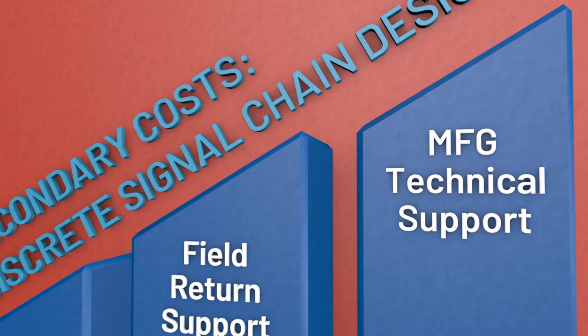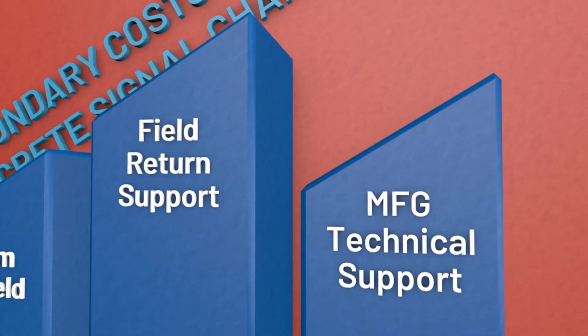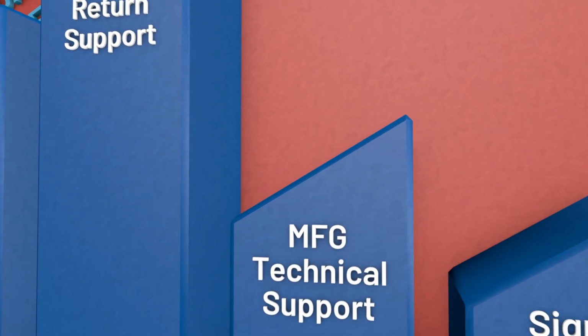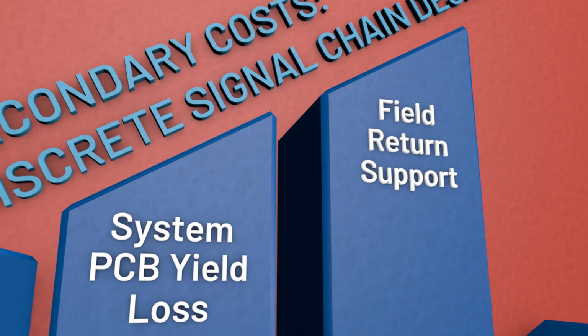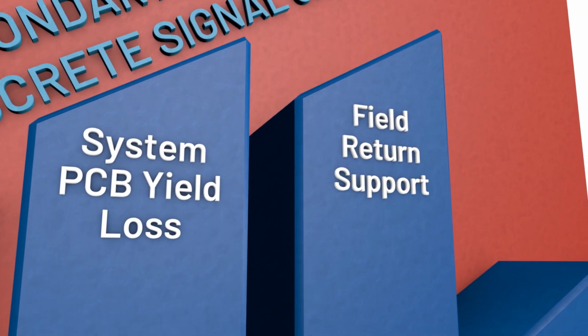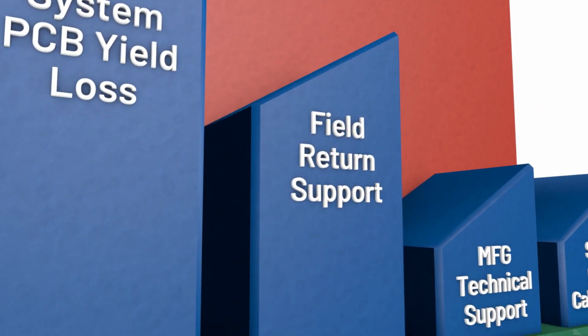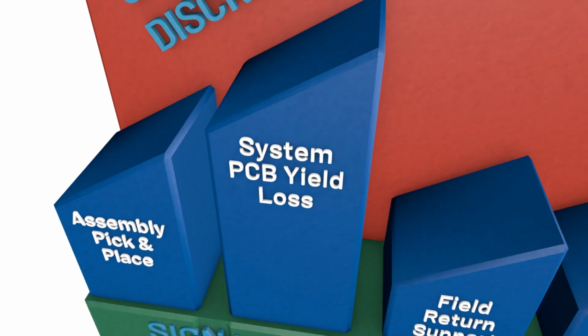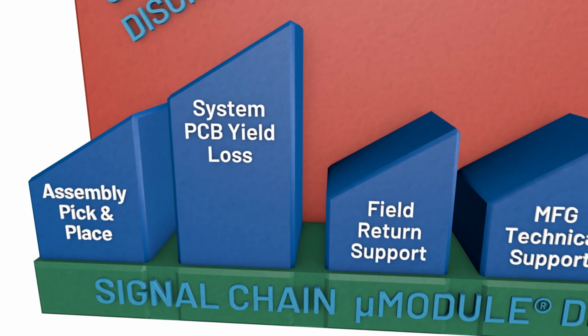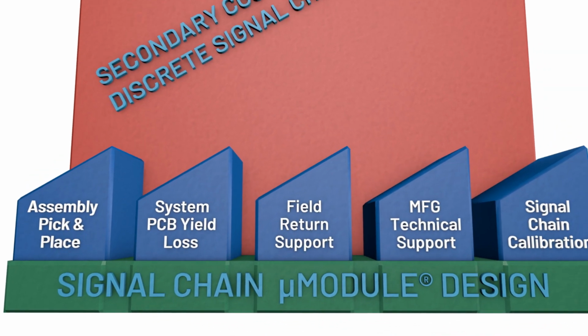The datasheet covers the full signal chain, enabling consistent performance and higher manufacturing yield, reducing the need for technical support in manufacturing. With fewer discrete components and interconnect on the PCB, system reliability is improved, reducing field return support costs. Pick-and-place cost and assembled PCB yield loss is also reduced.